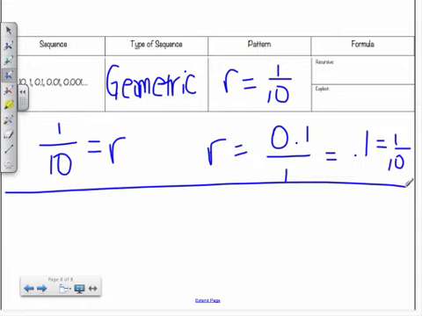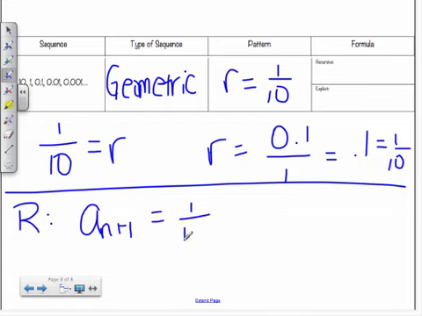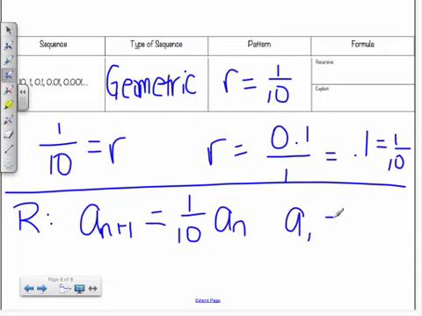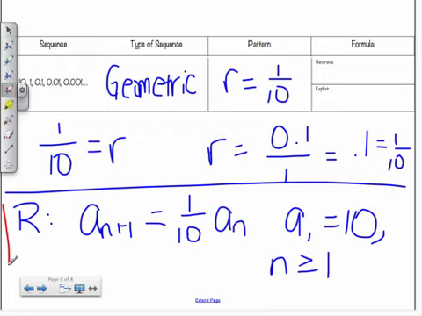All right, so the next thing that I need to do is I need to determine what is my recursive formula. So my recursive formula is going to say that a sub n plus 1 is equal to 1/10th of the term before it, which is a sub n. Let me just write this out one more time. 1/10th of a sub n for a sub 1 equals 10, and n is greater than or equal to 1. So you can go ahead and fill that into your recursive formula box.